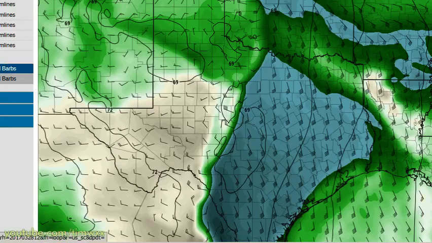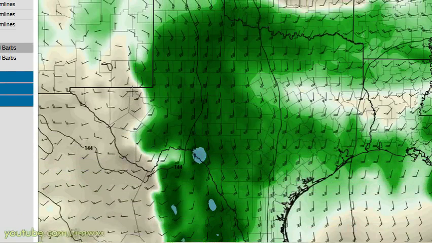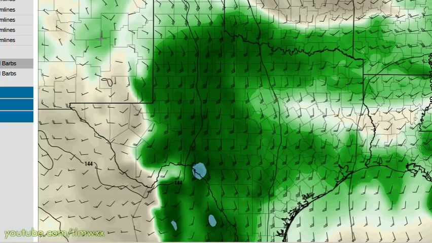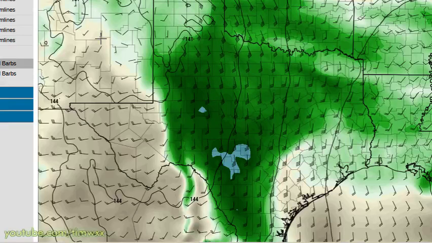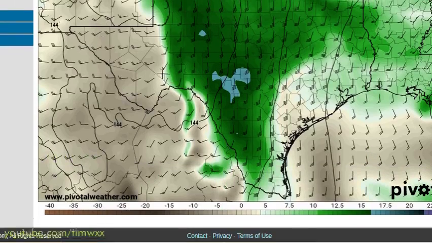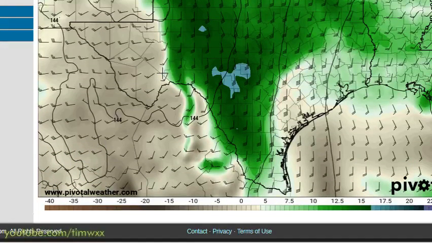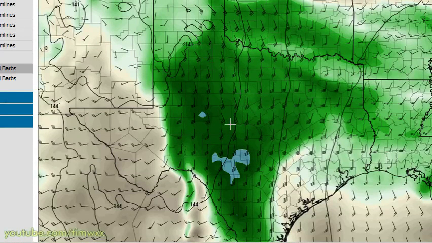Okay, then let's check out the 850. This is up at about 5,000 feet. I'm looking at the scale here. The medium green is going to be about 50-degree dew points, and the very small spots where we have blue, those are 60. So the moisture axis early this afternoon is mostly focused on the area from about Uvalde down through the San Angelo area and up to Lubbock.